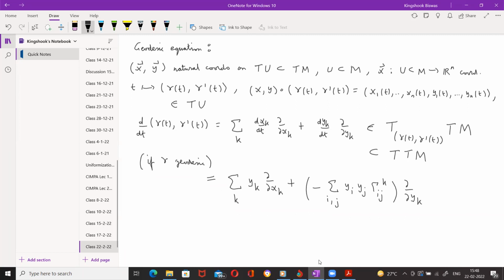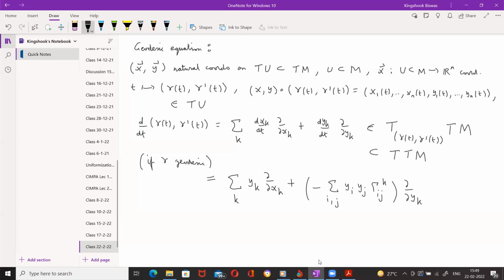Yes. With this minus sign, can you explain again, please? Oh, this minus sign is actually coming from the geodesic equation. Right. So this I've written in brackets. If gamma is a geodesic, then this is true, right? This dyk/dt becomes minus the sum over i, j of yi yj gamma^k_ij, right? Is this okay? Yes, yes. Any question? No, you asked if this is okay. I said yes.